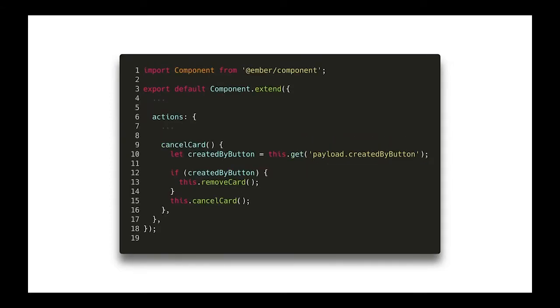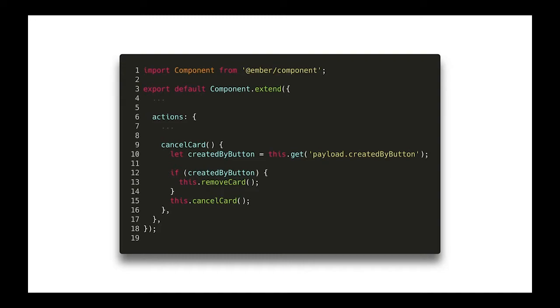The cancel card action takes the payload to see if this card has already been saved previously by fetching the created by button key from the payload. Remember, we passed this payload in when the button to create the card was pressed, sorry. If it exists, we remove the card when the cancel is pressed. If it does not exist, we cancel the card instead. That just undoes our edit session.